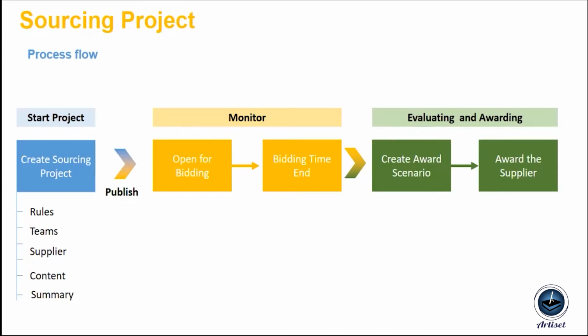Then they will set the content. Common questionnaires can be configured in the template part, but if there are some category or commodity specific questionnaires, that can be pulled from the library or can be filled manually. Then once all these settings are done and suppliers are invited, in the summary tab we can check all those settings we have earlier filled, and then we can publish the event.